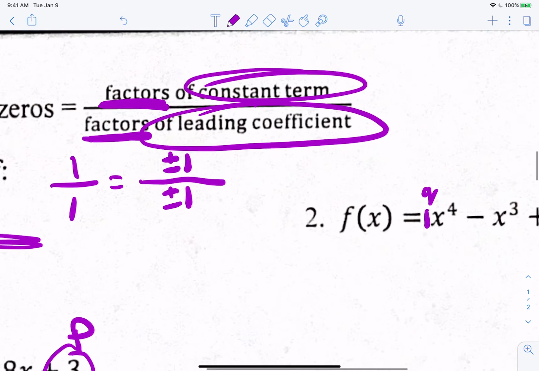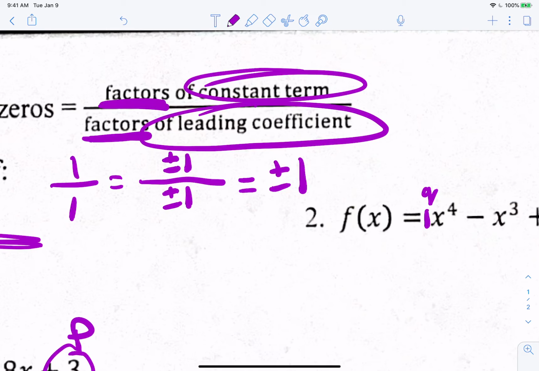Yep. If you take positive and negative 1 divided by positive and negative 1, you're going to end up with positive negative 1. You just reduce, right? If it's a positive 1 divided by a positive 1, it's going to be 1. If it's positive 1 divided by a negative 1, it's going to be a negative 1. Negative 1 divided by positive 1 is negative 1. Negative divided by negative is going to be a positive 1, right? It's either going to be a positive 1 or a negative 1.